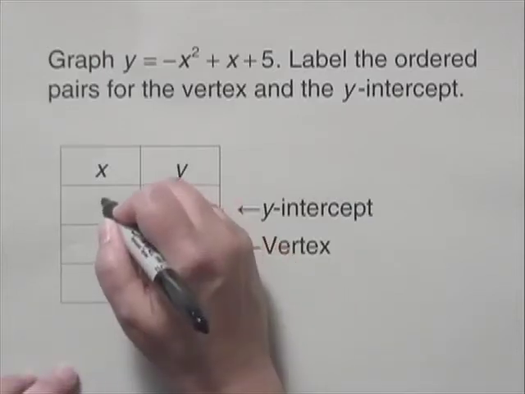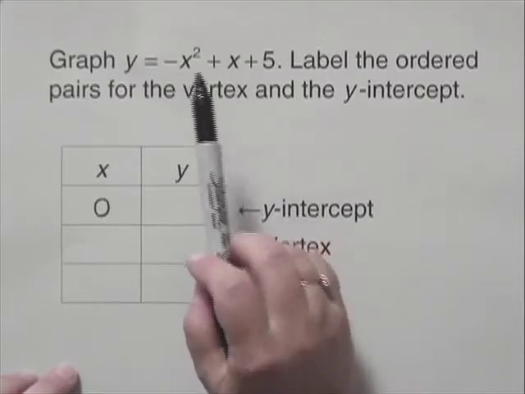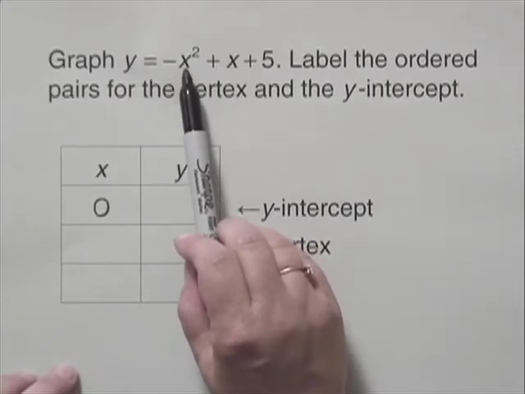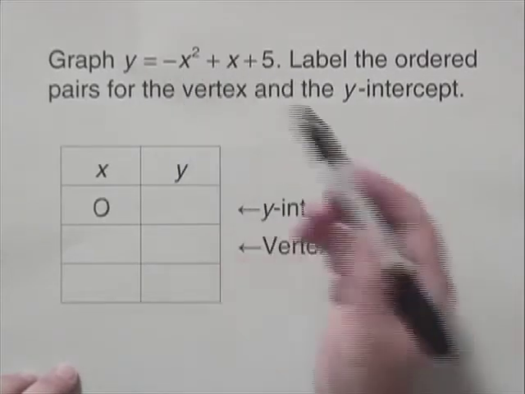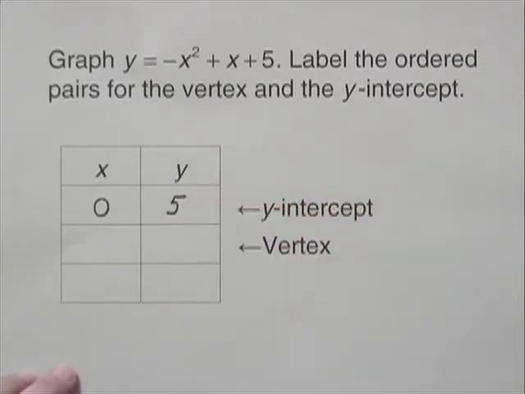That occurs when x is 0, and so it turns out to be one of the easier points to find. We let x be 0, and we have the opposite of 0 squared plus 0 plus 5, so y is 5. That gives us 1 point on the graph.